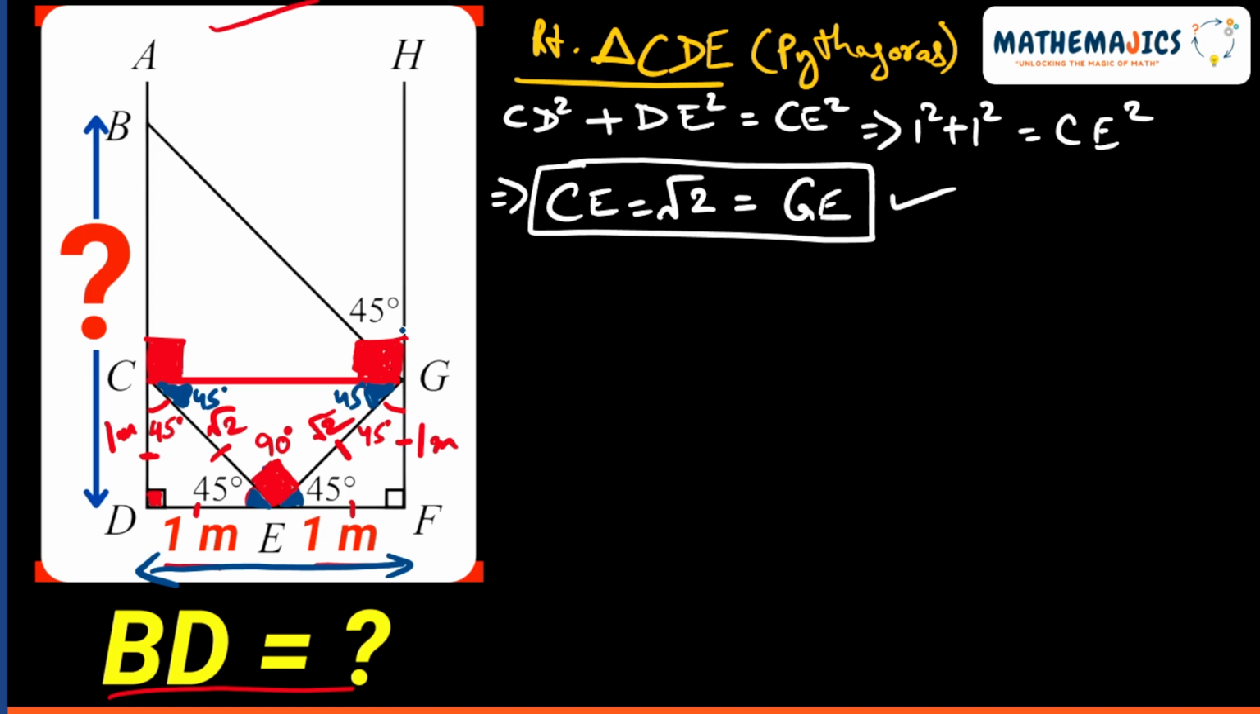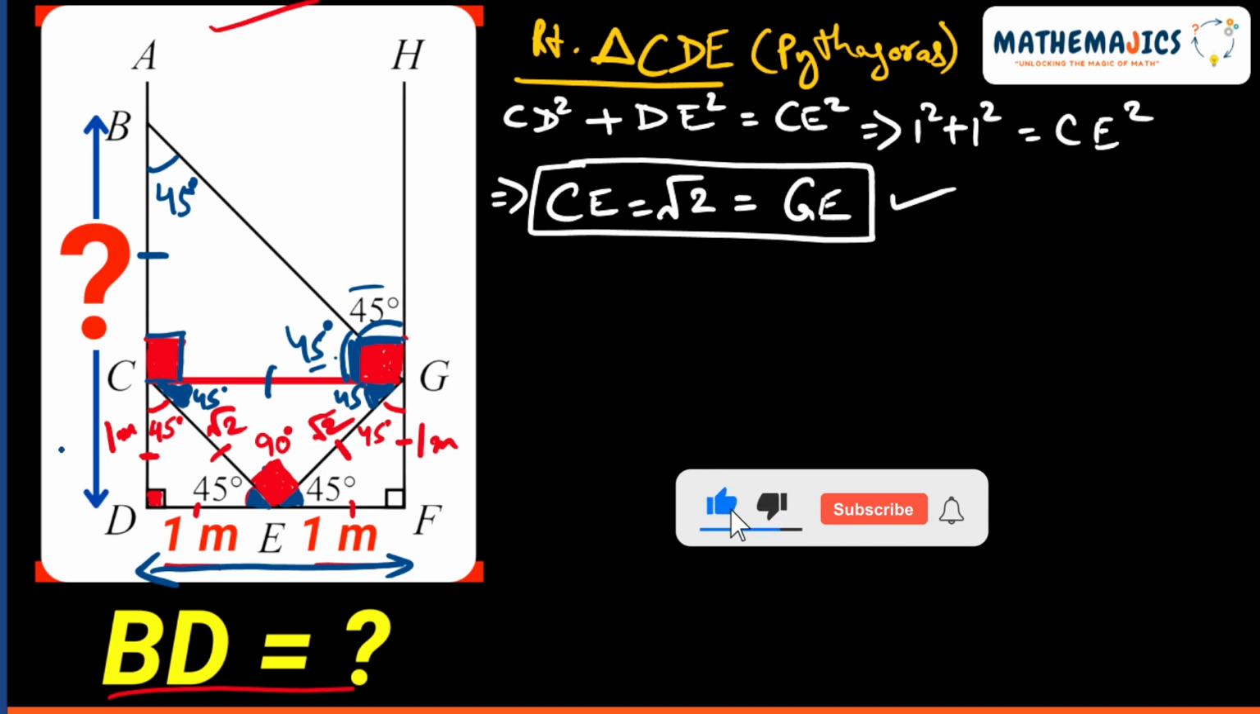Now, out of this 90 degree HGC, this angle is already 45. If this is 45, what will be this angle? This angle will be 90 minus 45, which is 45 degree. Correct? So 45 and 45 will add up to 90 degree. Correct? If this is 45, this is 90, what will be this angle? This angle will also be 45 degree. Correct? 45 means BC and CG are equal to each other.